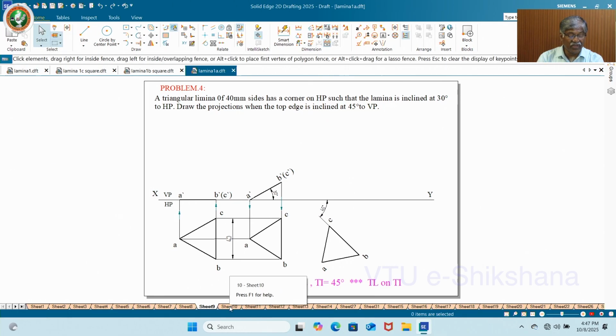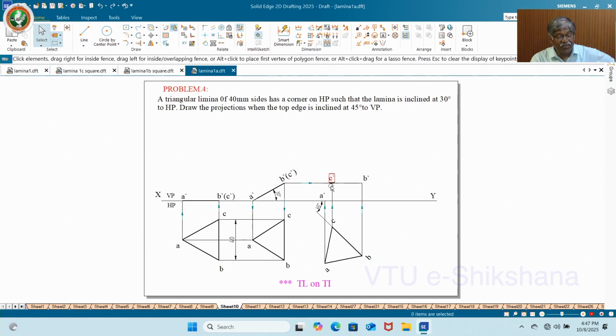Now, after doing this job, now I am very specific. BC is true length, in the first figure top view and the second figure top view. Since it is on HP, I mean parallel to HP, definitely it is parallel and true length. True length and true inclination. There is no question of beta.